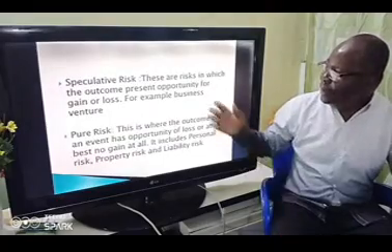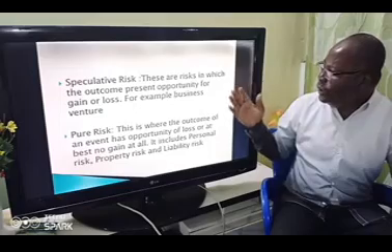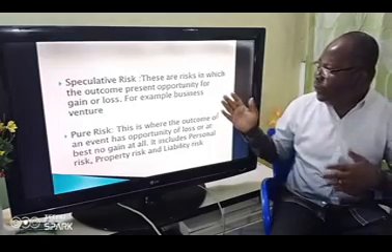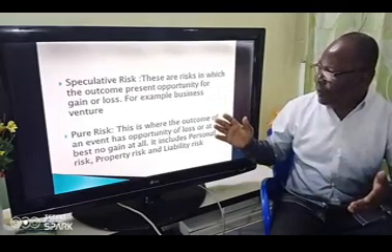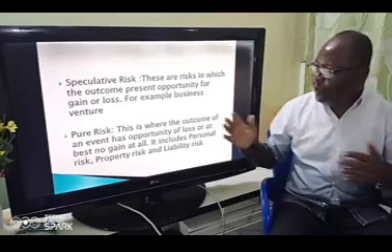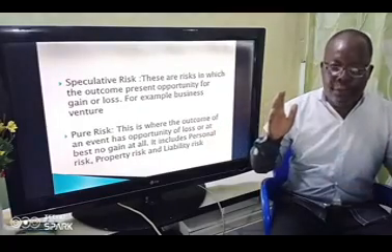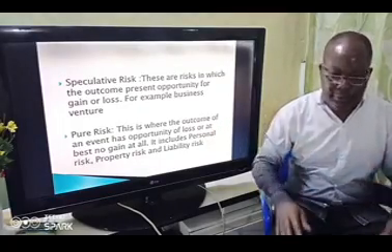The next is speculative risks. These are risks in which the outcome presents opportunity for gain or loss. For example, business venture. When you get into business, you have opportunity either to gain or lose.